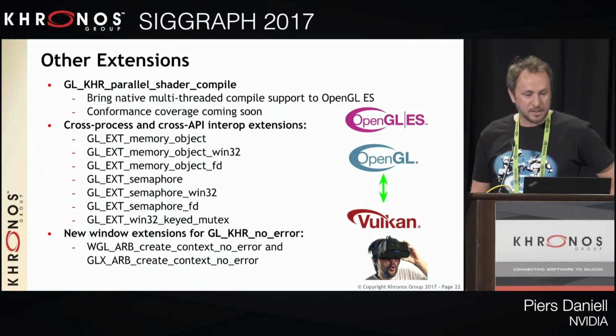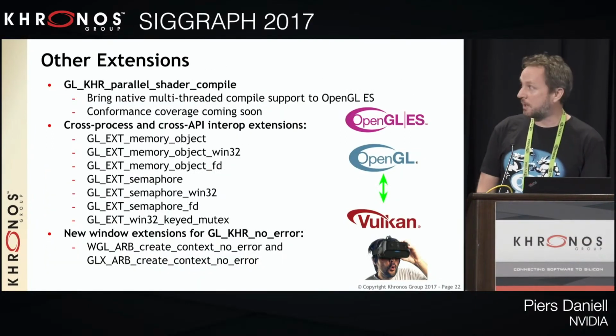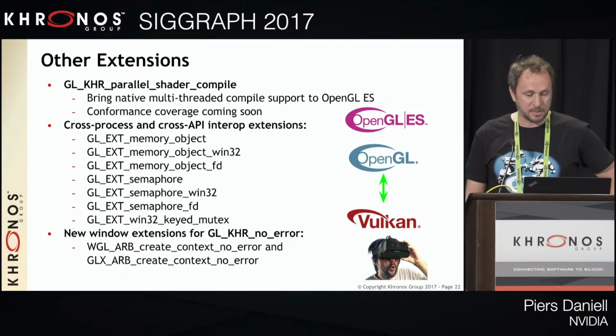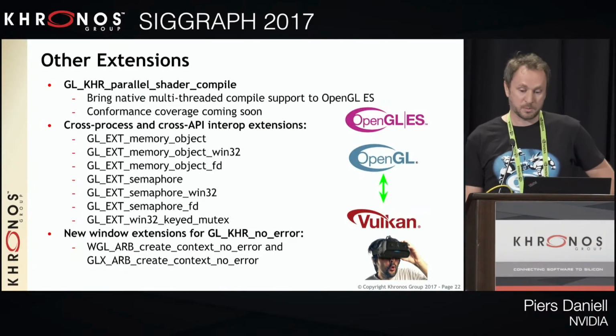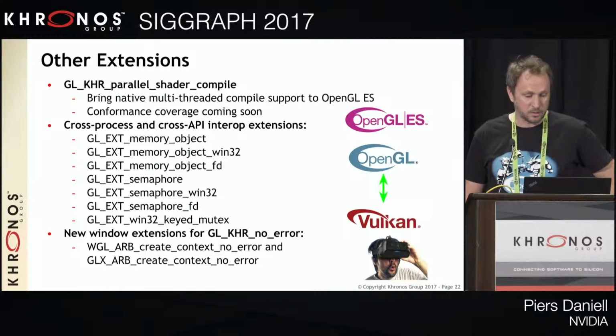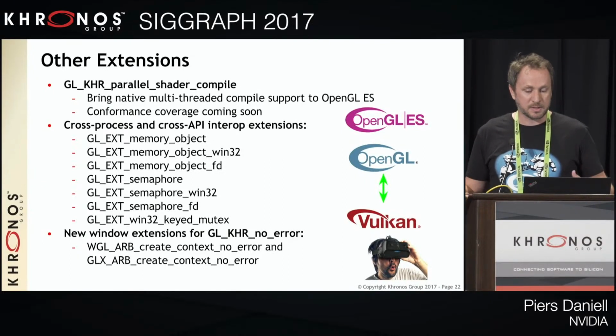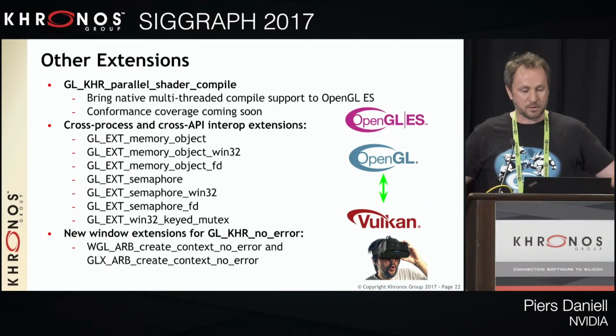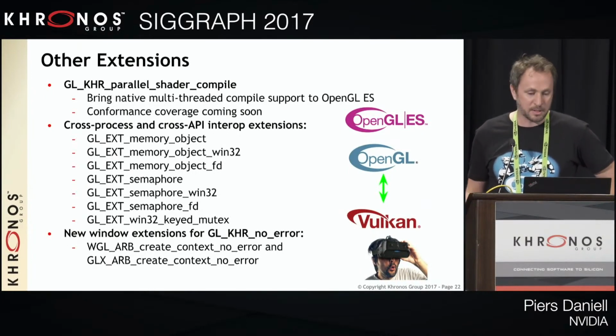A couple of other extensions. So a parallel shader compile, I mentioned it earlier. This is something that came out a couple of years ago, but now it's a KHR extension, which means OpenGL ES can enjoy that as well. It's a way for the driver to explicitly advertise that it's compiling the shaders across multiple threads, and the application can limit how many threads it uses up.